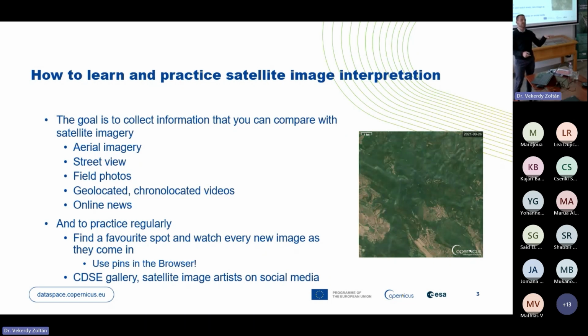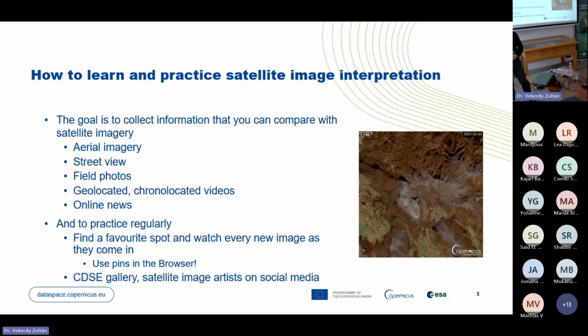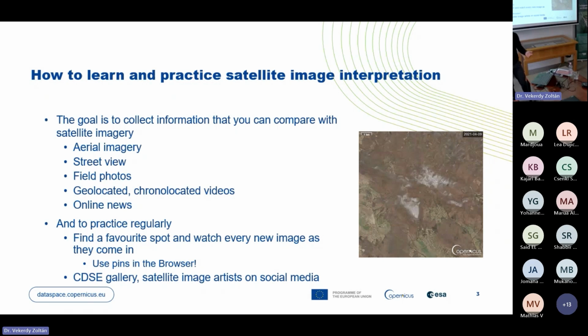It's the same as add to compare, and then beside that you have add to pins, and it gives you a pin library, which is assigned to your user. And so you can go back to the same places again and again. There are some really good satellite image artists on social media who are worth following because they have crazy beautiful images from lovely places.